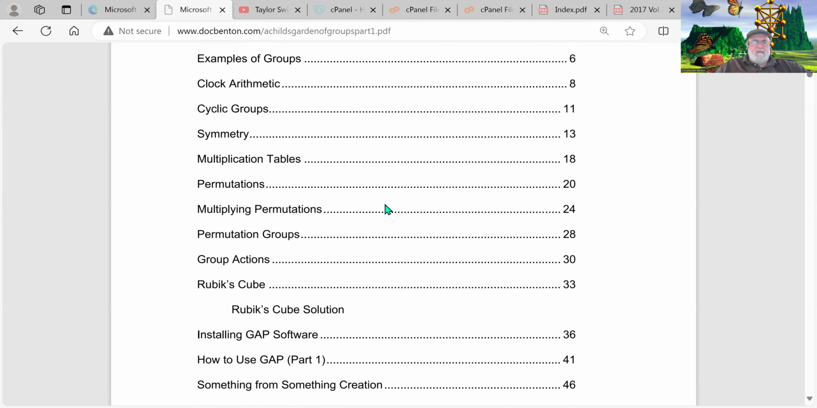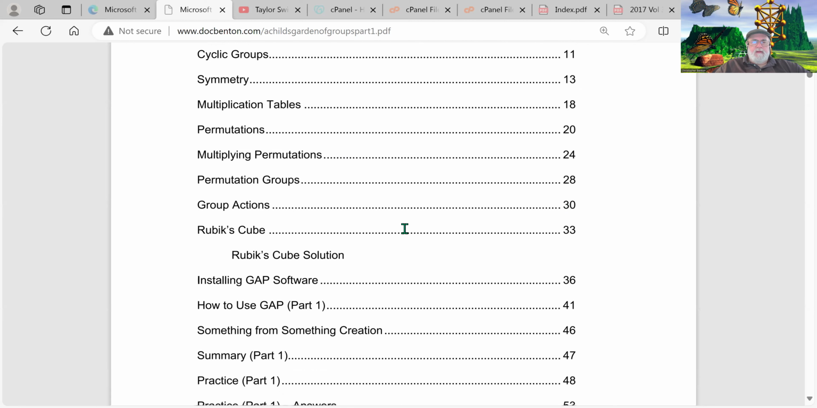I get into permutations as a natural way of talking about groups. And I show how to multiply permutations, a couple of different ways, get into permutation groups. And early on, I introduced the notion of group actions. In other words, you have some set of objects, and then you have a permutation group that consists of permutations of those objects. So every element of your group is a permutation of these objects, so the group acts upon those objects.